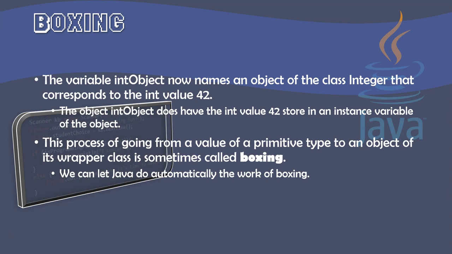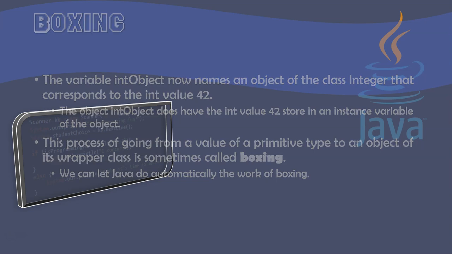You're boxing this primitive type into an object. And we can actually let Java handle most of the automatic work for boxing. As you saw, it's a very easy little bit of code.